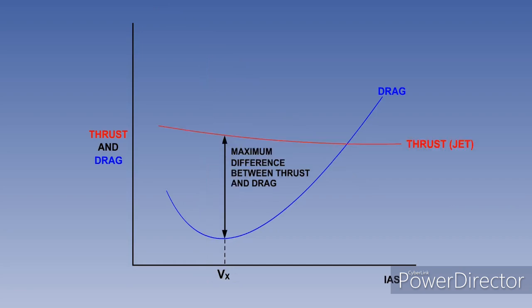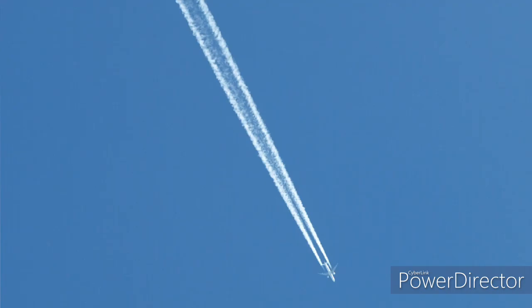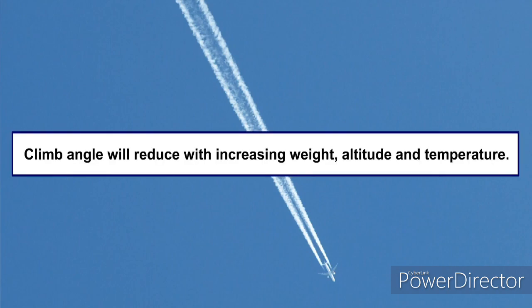The drag produced by an aircraft at a given IAS is not affected by altitude or temperature, but higher weights will increase drag, thus reducing the excess thrust available. Climb angle will therefore decrease with increasing weight. Increases in both altitude and temperature will cause a reduction in the thrust available from the engine or engines, which also reduces excess thrust. Climb angle will therefore reduce with increasing weight, altitude and temperature.